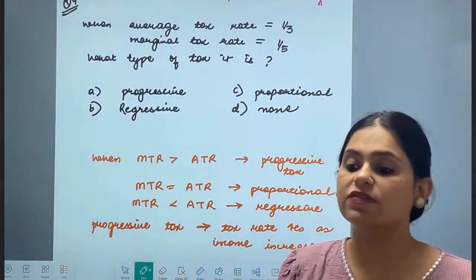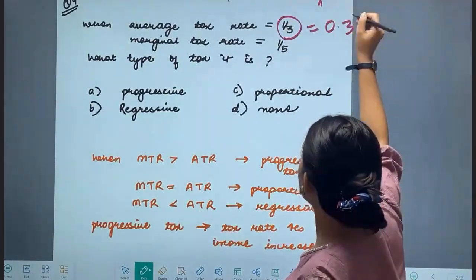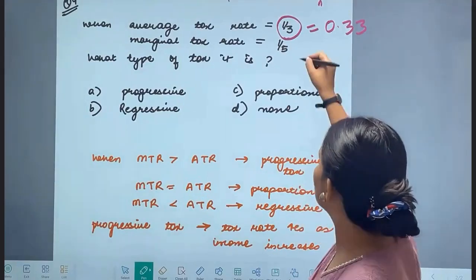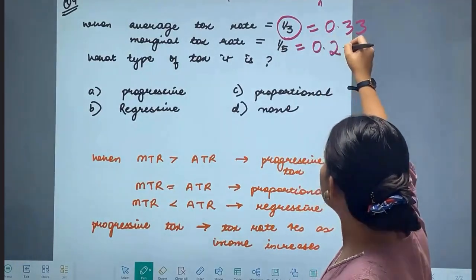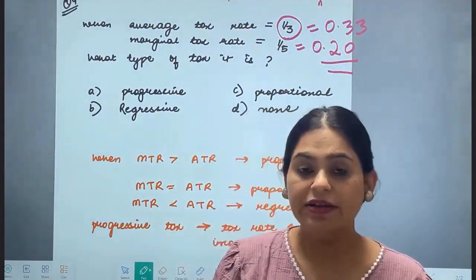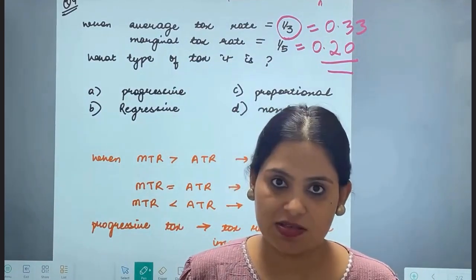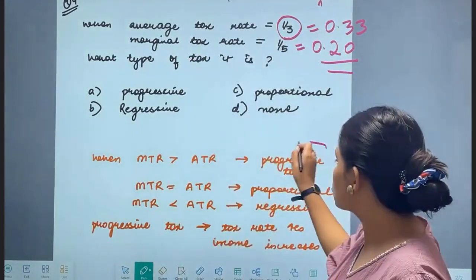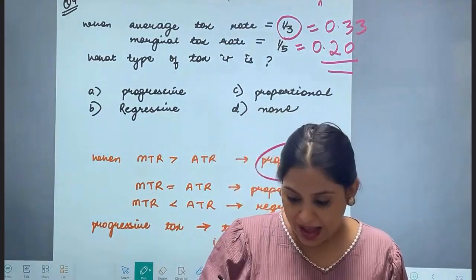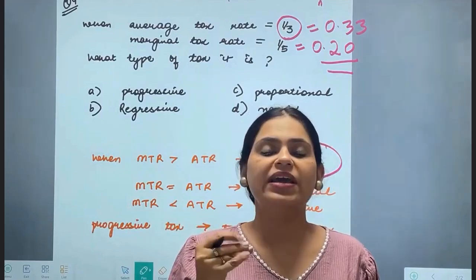Average tax rate is given to you as 1/3, that is 0.33. Marginal tax rate is given to you as 0.5, that is 0.20. What type of tax is it? For this you should know the different types of tax. There is something called a progressive tax. What is a progressive tax? As your income increases, the tax rate that you pay increases.